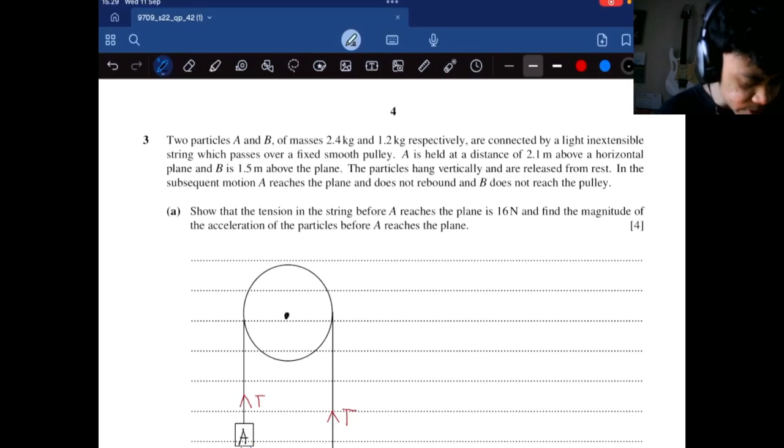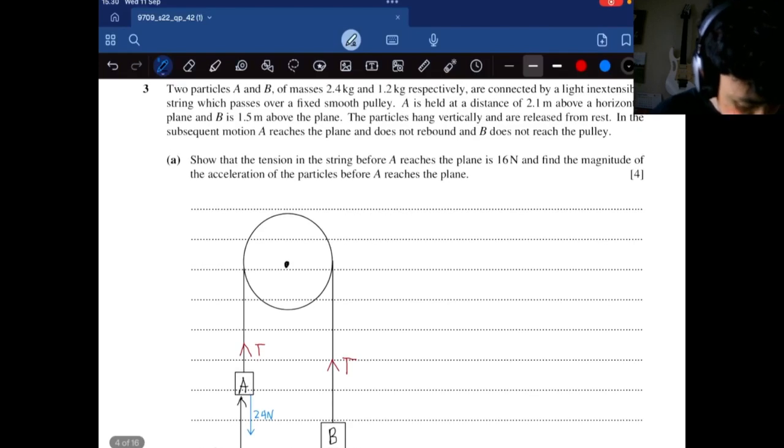Okay, question number 3. Two particles A and B of masses 2.4 kilograms and 1.2 kilograms respectively are connected by a light inextensible string, which passes over a fixed smooth pulley. A is held at a distance of 2.1 meters above the horizontal plane, and B is 1.5 meters above the plane. The particles hang vertically and are released from rest. In the subsequent motion, A reaches the plane and does not rebound, and B does not reach the pulley. A. Show that the tension in the string before A reaches the plane is 16 newtons, and find the magnitude of the acceleration of the particles before A reaches the plane.